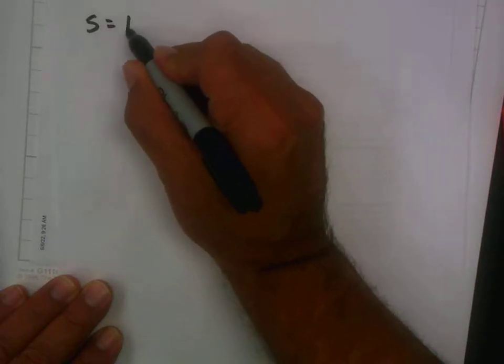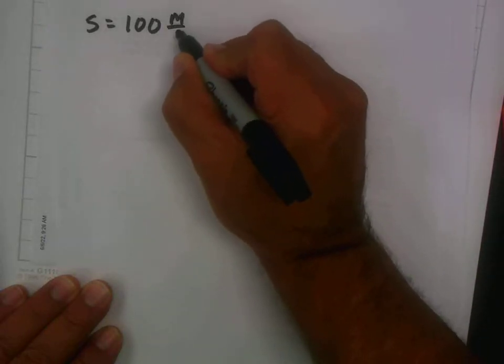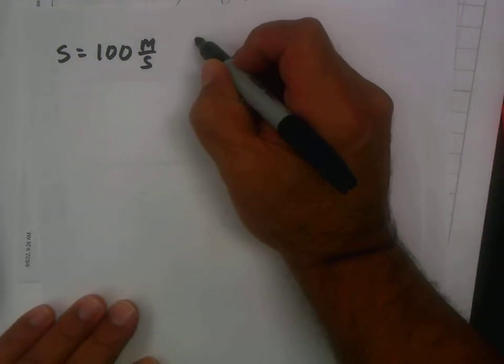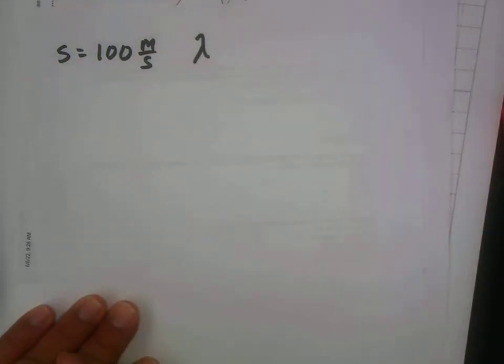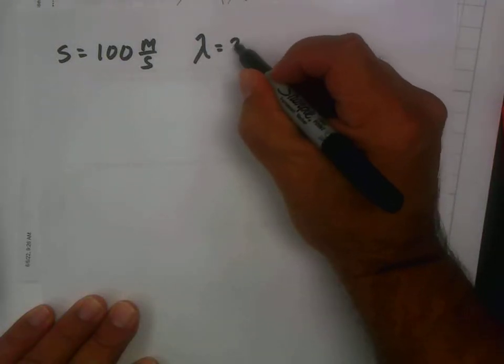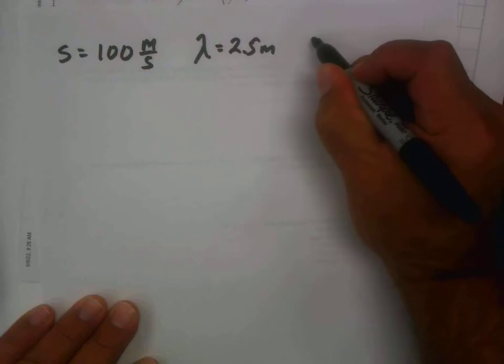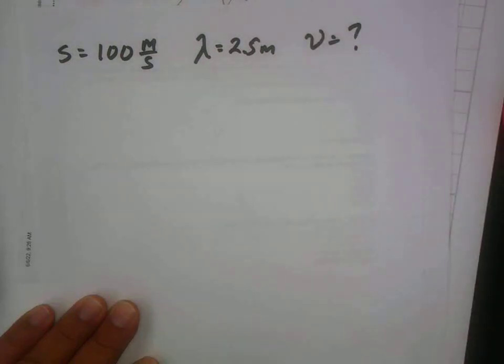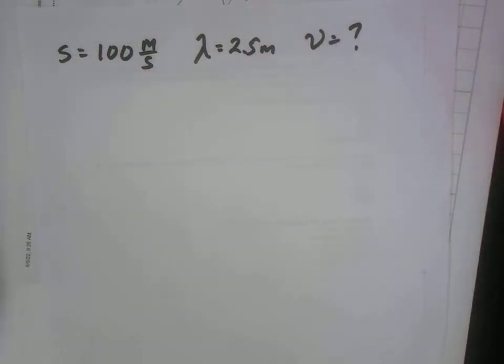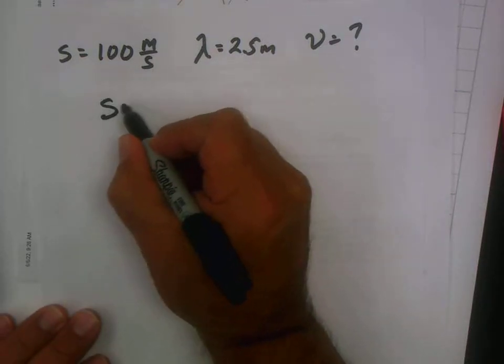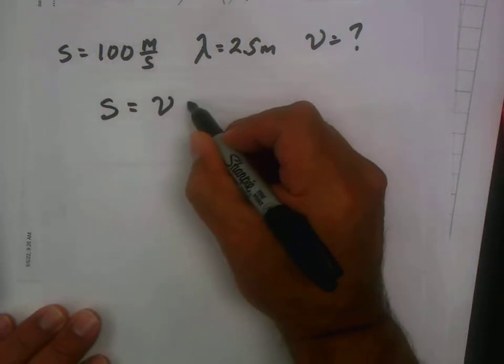All right, we're given speed, S, is going to be 100 meters per second, right? So that is our speed that we've got. And the wavelength is 2.5 meters. Recall that wavelength is represented by lambda. That's 2.5 meters. So what we're looking for is the frequency. That's what we don't have. Our equation is speed is equal to frequency times wavelength.